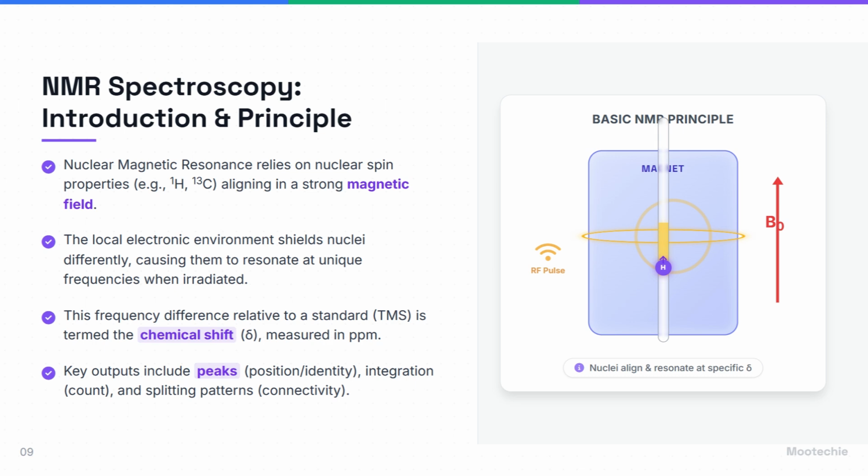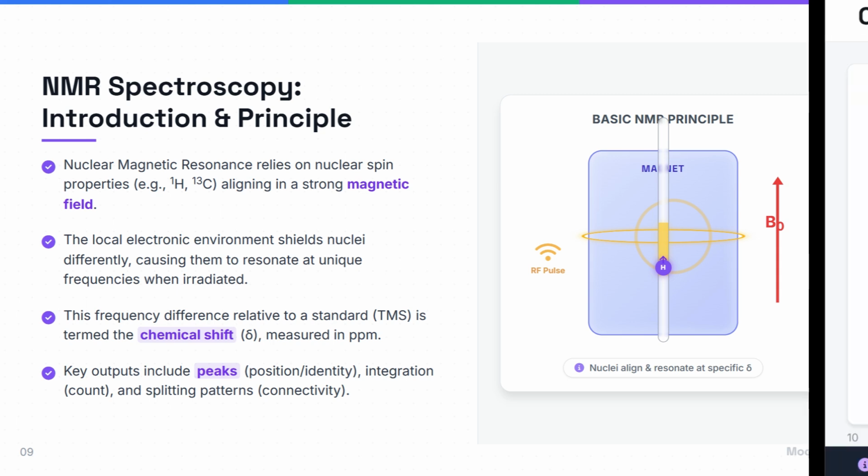There's a simple diagram illustrating the basic NMR principle. It shows a magnetic field, B, and nuclei aligning and resonating at specific frequencies after a radio frequency pulse is applied. Coming up, we'll understand what the chemical shift scale is telling us.